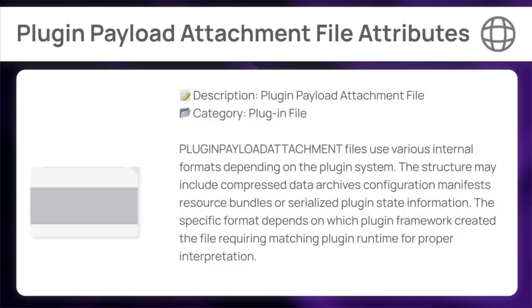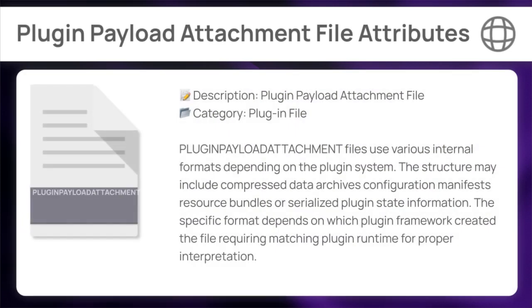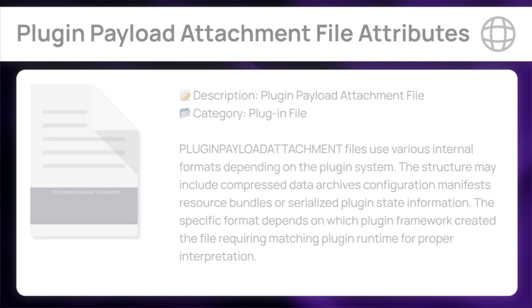Plugin payload attachment files use various internal formats depending on the plugin system. The structure may include compressed data archives, configuration manifests, resource bundles, or serialized plugin state information. The specific format depends on which plugin framework created the file, requiring matching plugin runtime for proper interpretation.